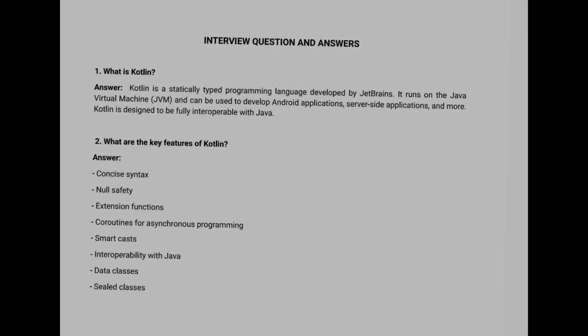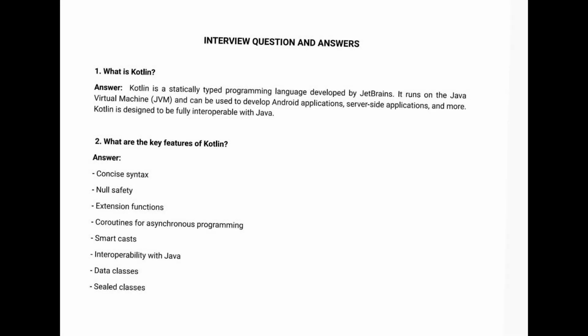1. What is Kotlin? Answer: Kotlin is a statically typed programming language developed by JetBrains. It runs on the Java virtual machine and can be used to develop Android applications, server-side applications, and more. Kotlin is designed to be fully interoperable with Java.